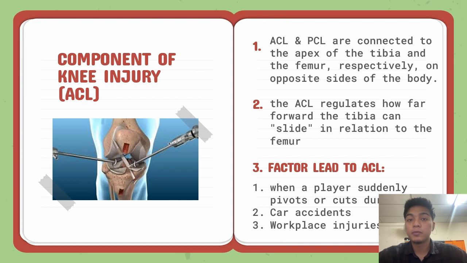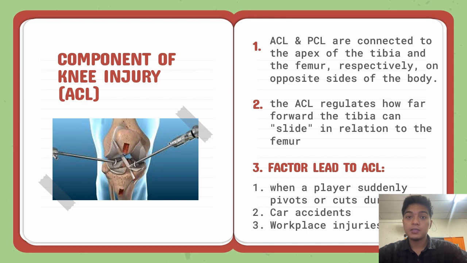the body. Other than that, the ACL regulates how far forward the tibia can slide in relation to the femur during activity because it is implied to limit excessive forward motion, while some mobility or sliding is acceptable and necessary for knee function. Excessive motion can harm other knee components and cause long-term issues in some patients. Other than that, numerous conditions can result in ACL damage or injury.